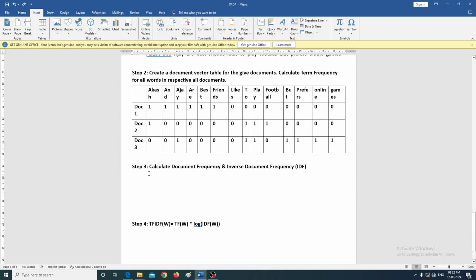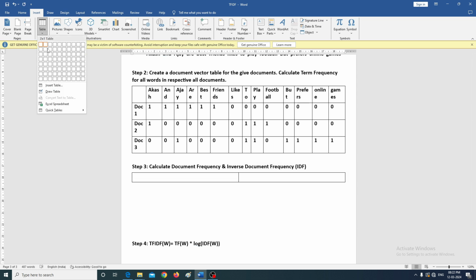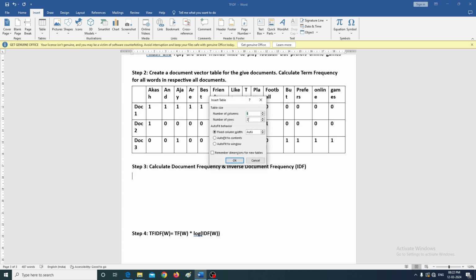Coming to step 3. Now in step 3 we are going to calculate the document frequency and inverse document frequency of each word. First, we have to find the document frequency. The inverse of document frequency would be the inverse document frequency of each word. For this I am going to create a table with 15 columns. Actually we have 14 common words, and to specify the IDF I am taking an extra column.